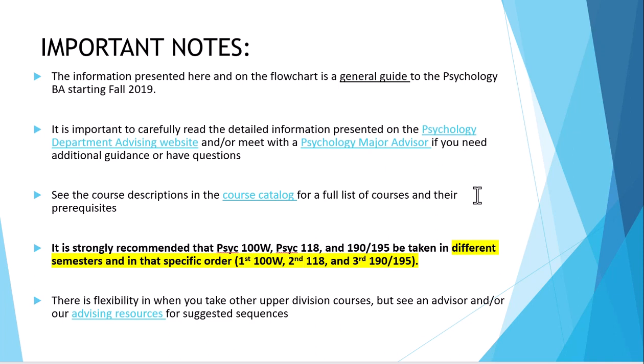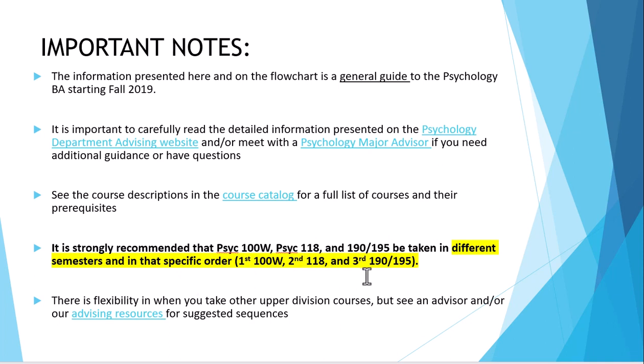Okay? I've already told you about consulting the course catalog. And then this is a very important point. I hope I stressed it before, but I'll emphasize it again here. We strongly recommend that the 3 required upper division psychology courses of Psych 100W, Psych 118, and Psych 190 be taken in different semesters and in that specific order. Okay, so I know it's difficult sometimes to do this, especially the order part.